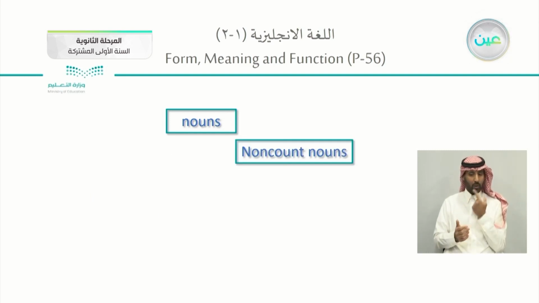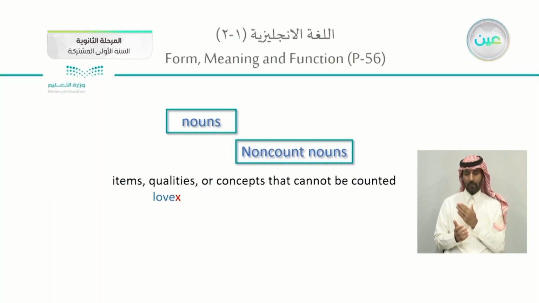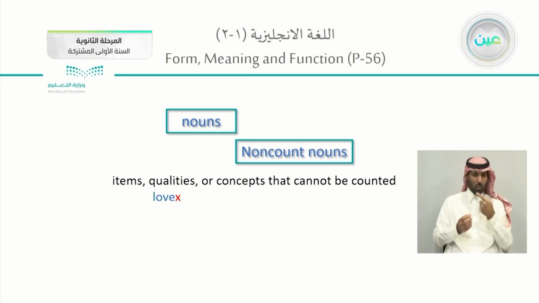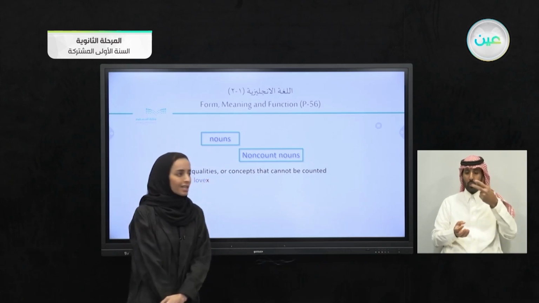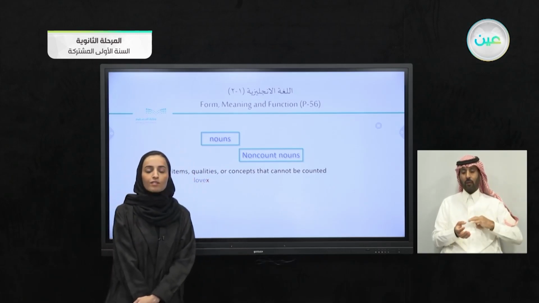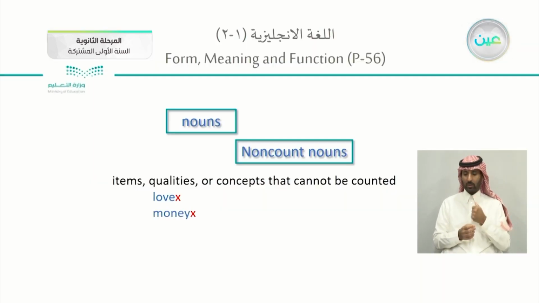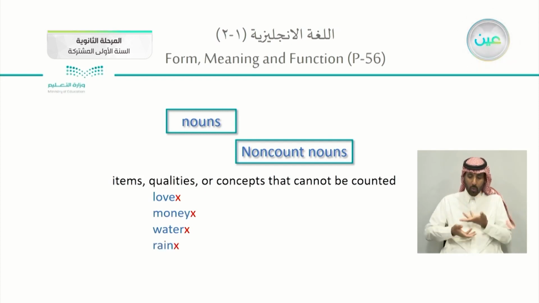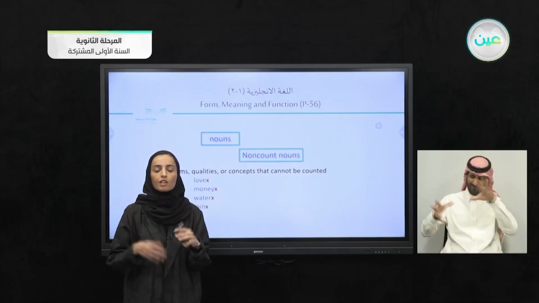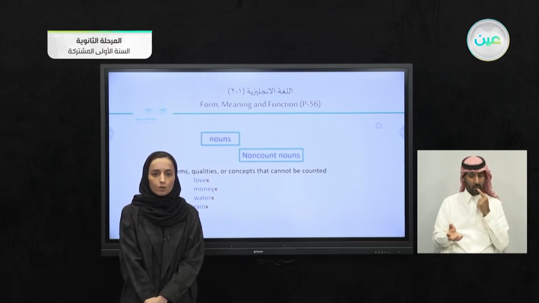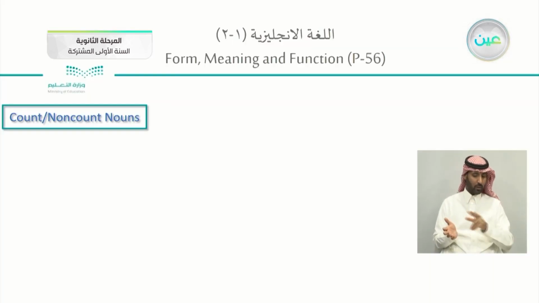How about the non-count nouns? Something I can't count. None for negative, none. They are items, qualities, concepts that can't be counted. Something that you can't say that this is one. Just like love. You can say love, not a love and not loves. Also, money. We can speak about water, liquid, and we can speak about rain. Anything that consists of a powder, tiny pieces, or its mass or a feeling, you can never count it. So non-count. What is the difference between the count and the non-count nouns?